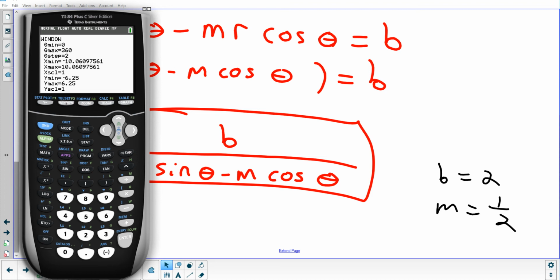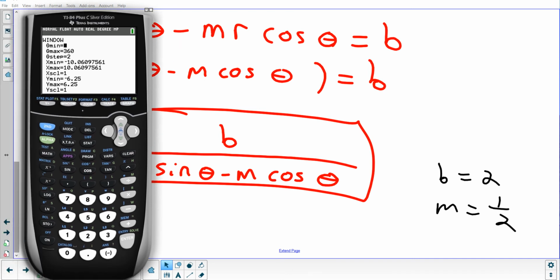Now, theta step, go by twos. So 0 to 360, counting by twos, that's 181 points. That's a lot of points, and I don't think it's too many, but it's enough that you should get a good sketch. So let's see if we have a line with a slope of 1/2 and y-intercept of 2.